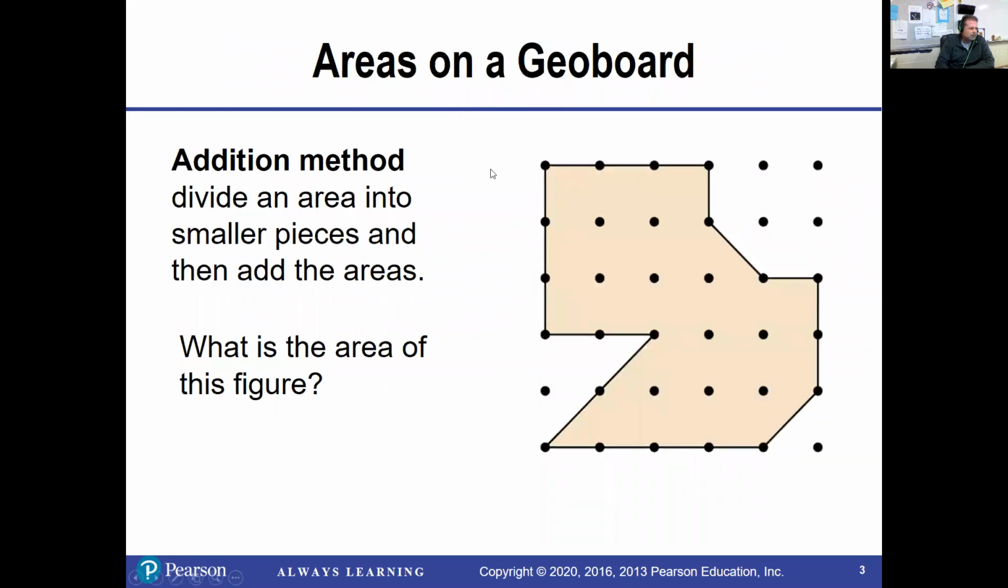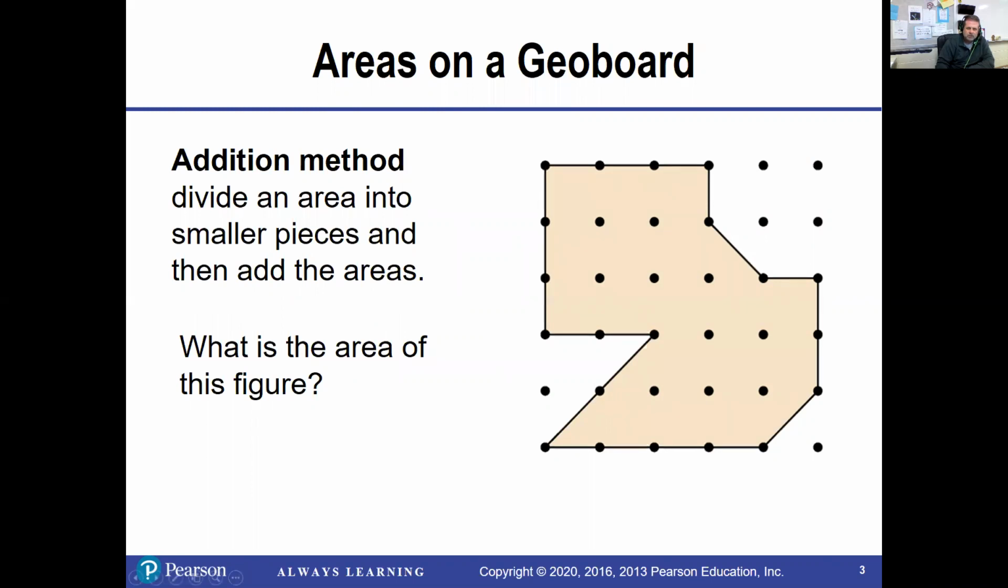One of the ways we can find the area of a shape is what's known as a geoboard. The geoboard has these dots here, and you have a shape inside it. We can use what's known as the addition method. It says divide an area into smaller pieces and then add up all the areas.